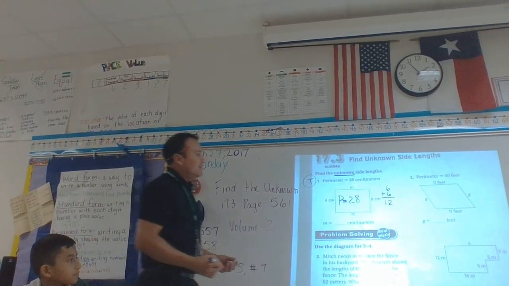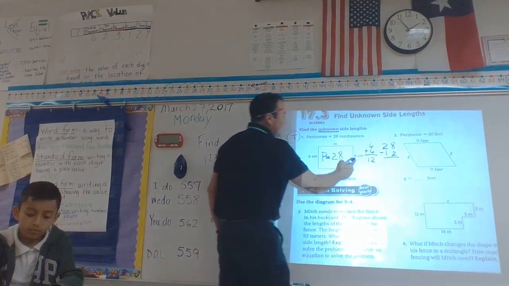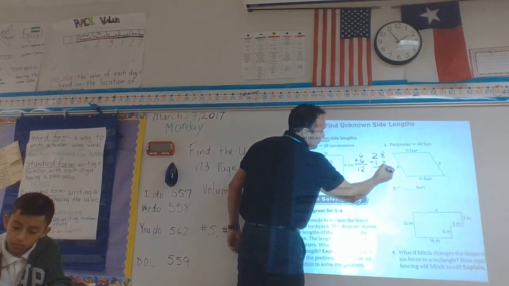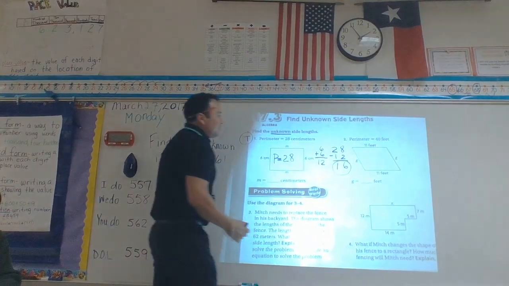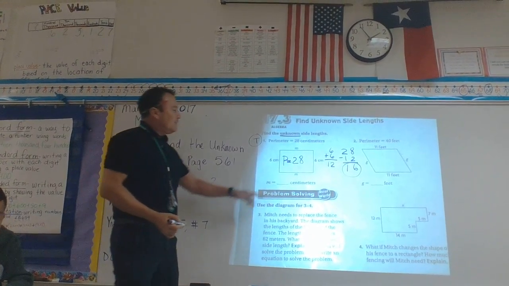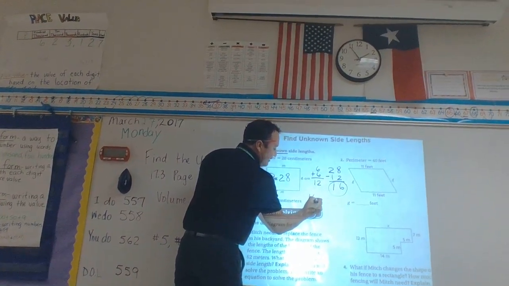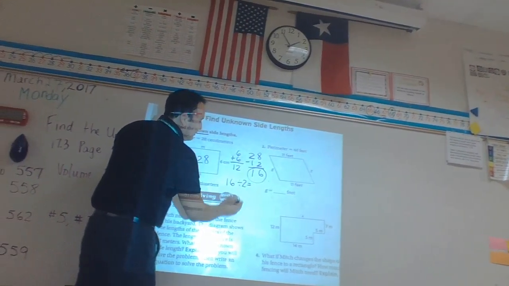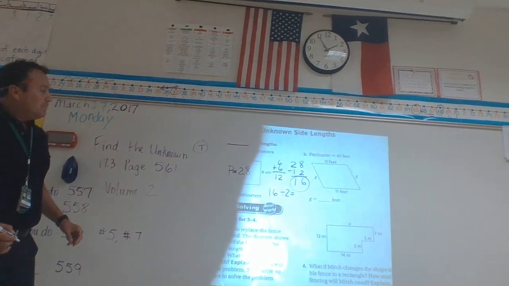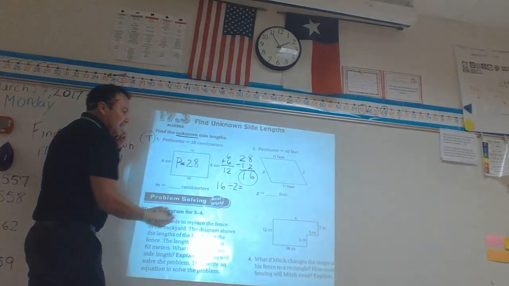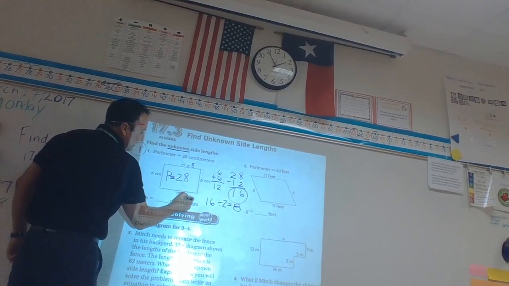But I knew my perimeter is 28, so then I write 28. I'm going to subtract the two sides I already know, 12. 8 minus 2, 2 minus 8 is 6, 1 minus 2 is 1. So now I have 16. I'm still not done, because I'm looking for two sides. My next step is 16 divided by 2, because I have two sides. I can count by 2s, or I know mentally 16 divided by 2 is 8. Now I know M is equal to 8.